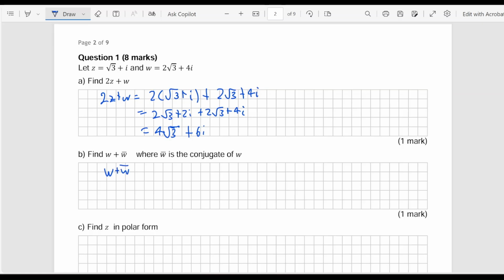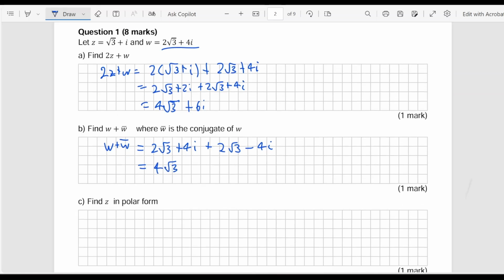w plus w conjugate. Now the conjugate is the same thing as w, but you flip the imaginary bit. So there's w, and then w conjugate is 2 root 3 take 4i. The imaginary bits will cancel, so you're left with 4 root 3.